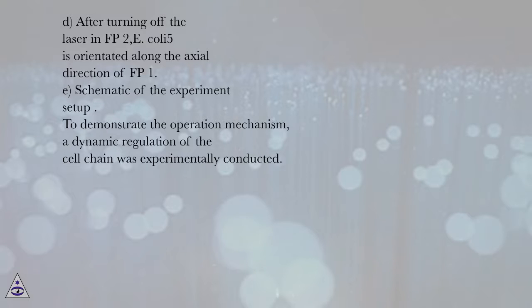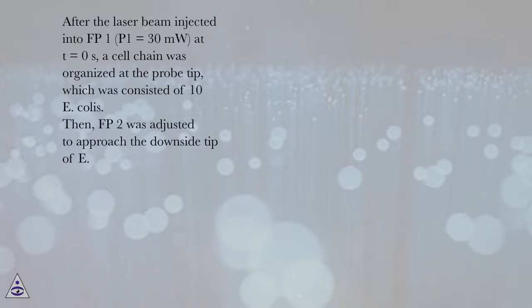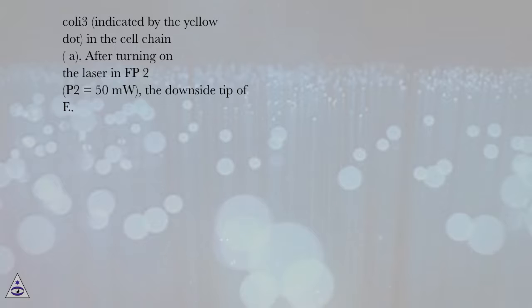To demonstrate the operation mechanism, a dynamic regulation of the cell chain was experimentally conducted. After the laser beam was injected into FB1, P1 equals 30 milliwatts, at t equals 0 s, a cell chain consisting of 10 E. coli was organized at the probe tip. Then, FB2 was adjusted to approach the downside tip of E. coli 3, indicated by the yellow dot, in the cell chain. A.